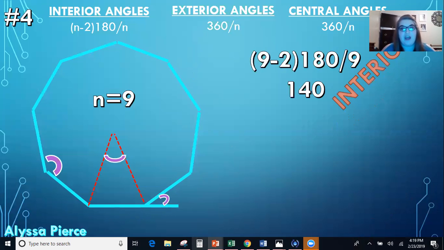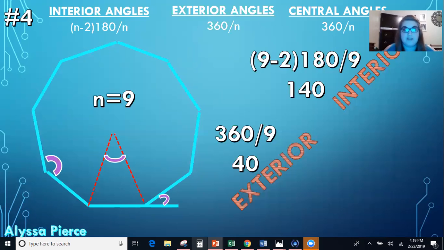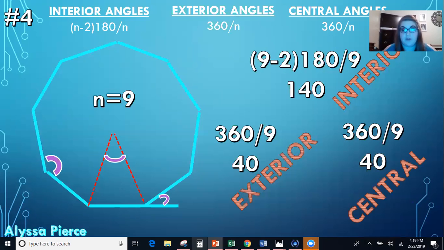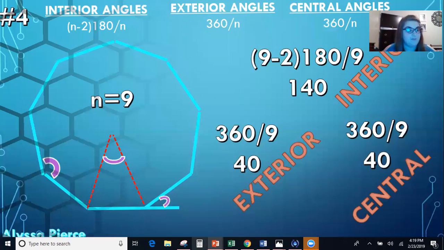Interior angle. So we have n minus 2, so that would be 9 minus 2 multiplied by 180, divided all by 9. That's going to give us 140. Our interior angle is 140 degrees. Exterior. The cool thing about this is for exterior, our answer is going to be the same as for central. So we have 360 divided by 9 is 40 degrees. Same for central. 360 divided by 9 is 40 degrees. We solved that super fast because we knew it all, you guys.